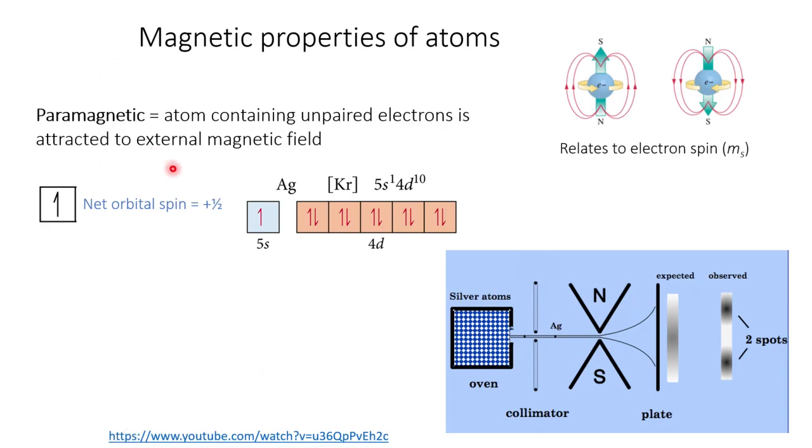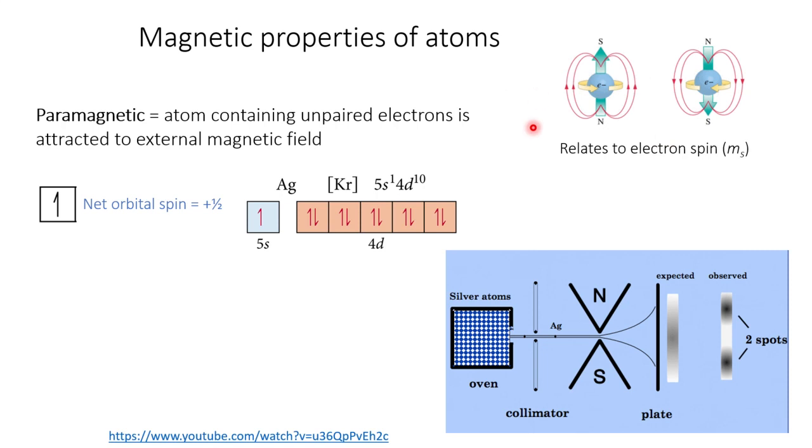So remember our lovely experiment where we shot something through a magnet, and we look at the two spots. We saw this when we talked about spin. So you shoot silver atoms through a magnet, and what happens is you see these two little spots here. So you have some spin up and some spin down. That's the relation to the electron spin.